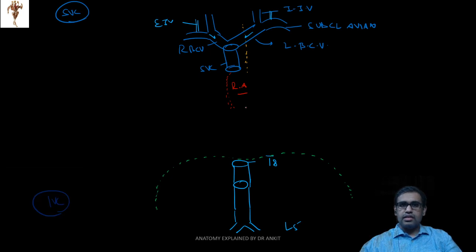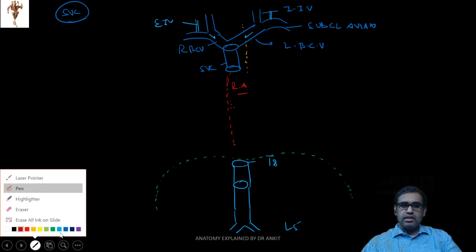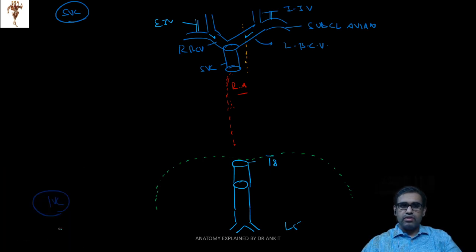So yes, we can make this right atrium a little bit longer over here. It forms the whole right border of the heart. Now these are the two main veins, that is the IVC and the SVC. Now what happens is that we have a vein over here, which is what we are discussing, that is the azygous system or azygous vein, which is a part of the azygous system.